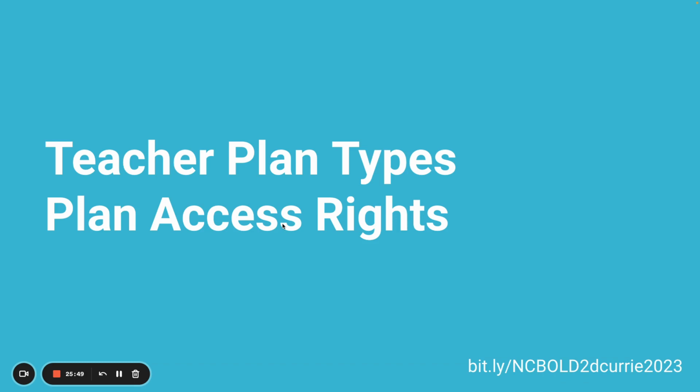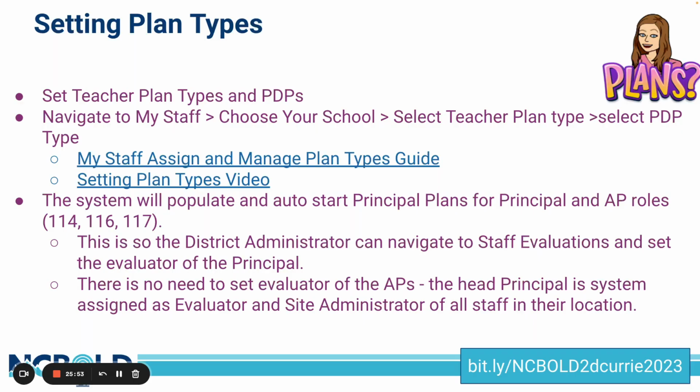The next thing I want to talk about is teacher plan types and plan access rights. These are the directions that you would follow in order to set those plan types. Just remember that anyone who comes in with a budget code of a 114, a 116, a 117, is going to come in with those principal plan or AP roles, and they're already going to have a plan assigned to them. And remember, they do not get a PDP.